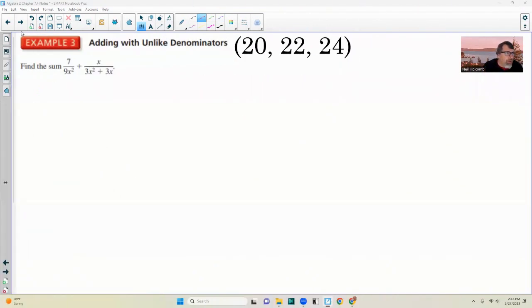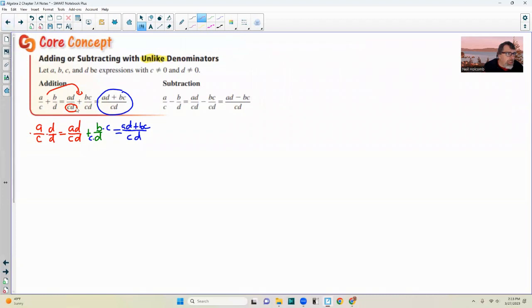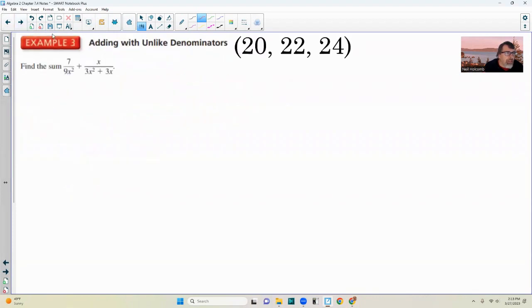Okay, so now we're going to go back a couple screens here, and we're going to do this here. What did they do here? Well, they multiplied the first by this to get CD. They multiplied the second denominator by this to get CD. So you multiply the denominators of one to the denominator and numerator of the other, because anything divided by itself is one. So let me explain that here.